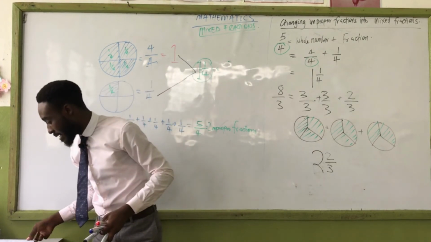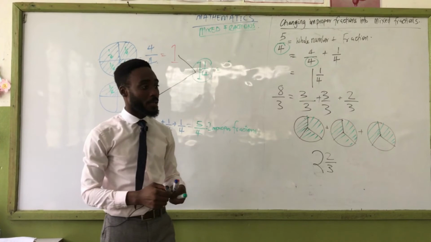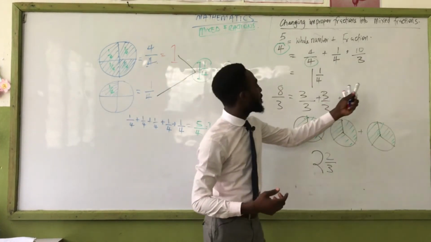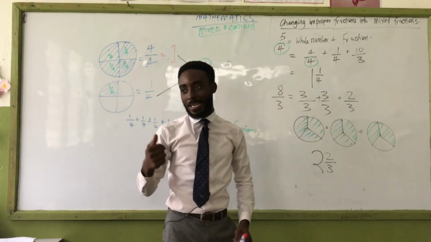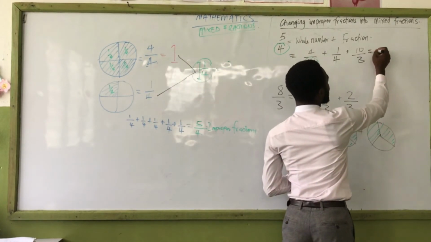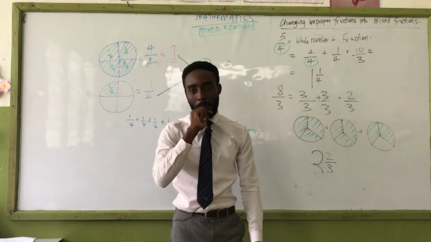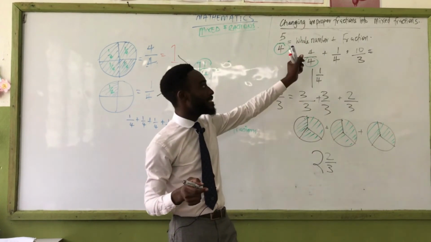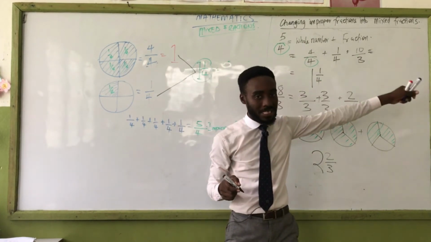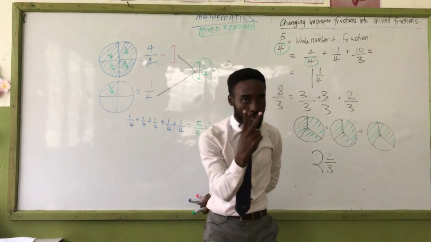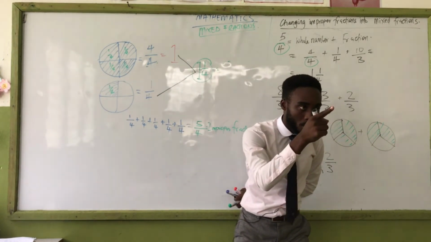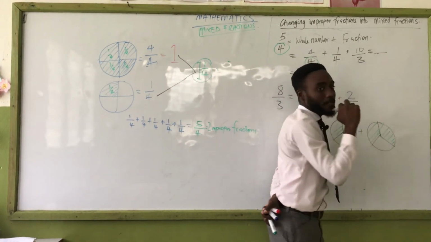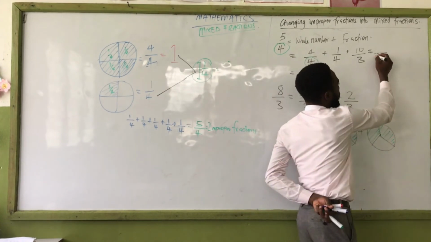Let's try this example. What about 10 out of 3? Is that okay? What's the first thing we must have in our mind? If we are changing 10 over 3 into a mixed fraction, we must know that we are going to have two things: a whole fraction and a fraction, right? And what's going to be the denominator of the whole fraction? 3.